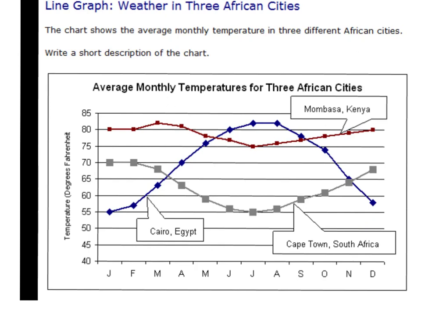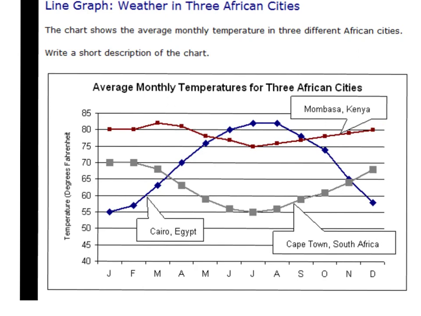In contrast, when it is cold in Egypt, it is warm in Cape Town. When it is cold in Cape Town, it is warm in Cairo. Temperature in Mombasa fluctuates a little. In Mombasa, temperature ranges from highs of 85 degrees Fahrenheit in February to those of 75 degrees Fahrenheit in June.